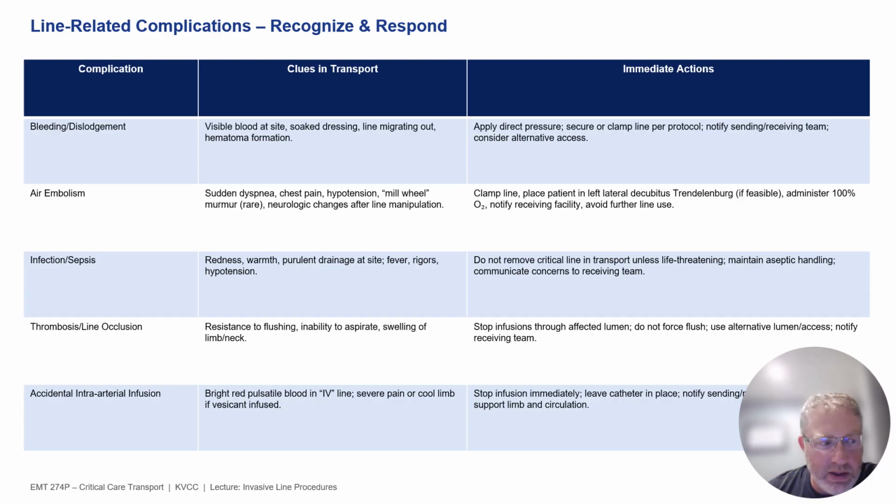When you have a suspected thrombosis or a line occlusion, you'll get resistance to flushing out the med or the syringe. You'll get an inability to aspirate the contents. Oftentimes, depending on where the line is placed, you'll get some swelling in that area. Anytime you have thrombosis or line occlusion, stop the infusions that are going through it. Don't force a flush. Use an alternative lumen or alternative access, and always make the call.